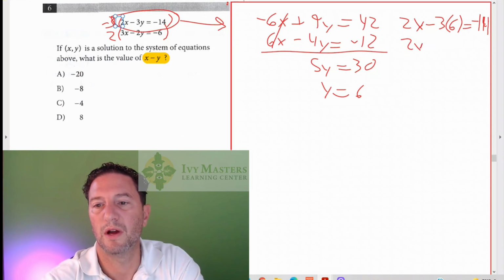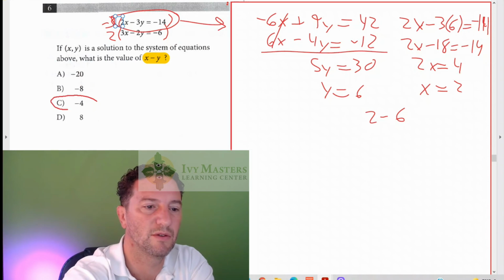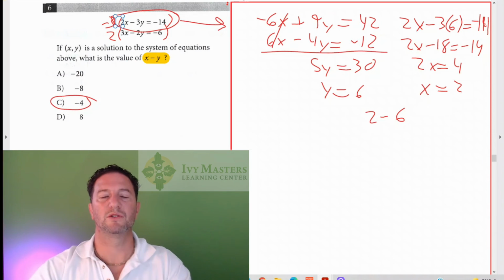Then I get 2x minus 18 equals negative 14. And you add 18 to both sides, you get 2x equals 4. Then you divide both sides by 2, and you get x equals 2. And it's x minus y, so it's 2 minus 6, and 2 minus 6 is negative 4. Answer choice C is your correct answer.